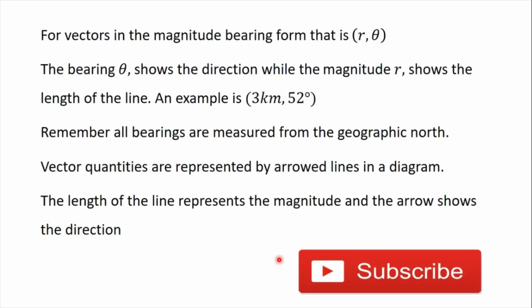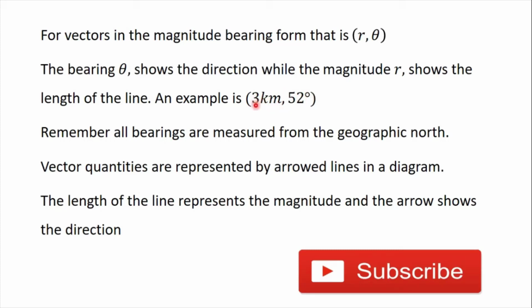Let's go to the second type, which is the magnitude bearing form. For vectors in the magnitude bearing form, that is r theta, theta represents the bearing and shows the direction, while r represents the magnitude and shows the length of the line. So for example, this vector here is given as 3 kilometers, 52 degrees.